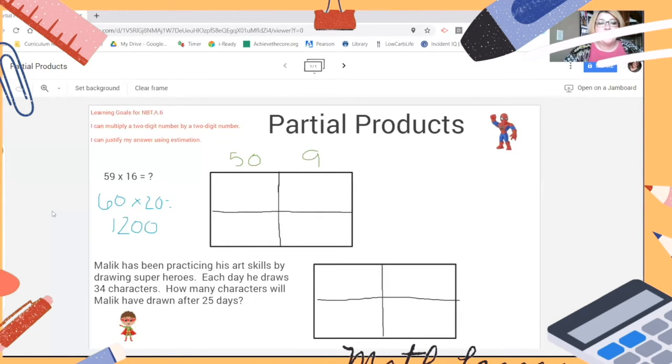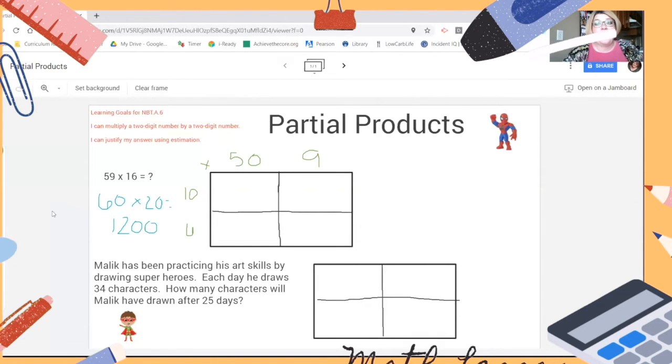I'm going to do the same thing with 16. I see 16 and I know that I have 1 ten and 6 ones. So I have 1 ten here and 6 ones here. 10 and 6 is 16. Now what we're going to do is work inside of these boxes, and we are multiplying each part of our problem.